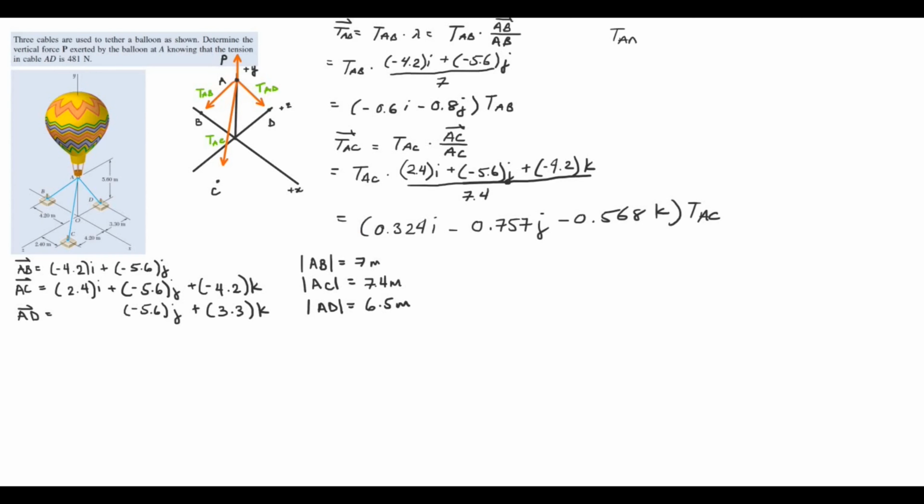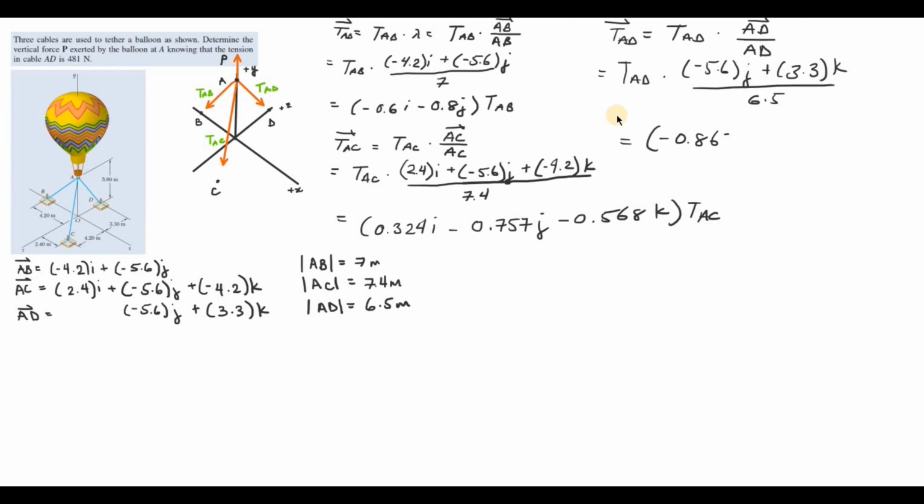Finally, tension AD is equal to its magnitude times the vector AD over the magnitude AD. And this gives you tension AD times minus 5.6j plus 3.3k over 6.5. And this is equal to minus 0.862j plus 0.508k times tension AD.